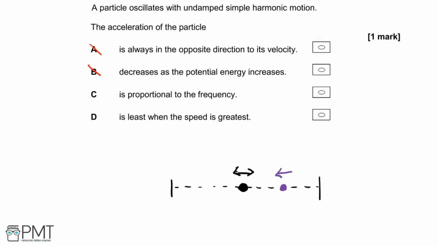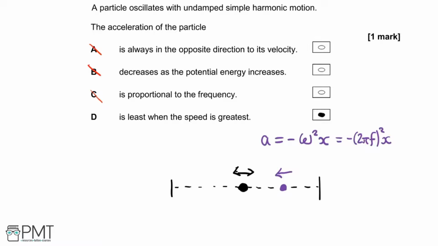C, the acceleration of the particle is proportional to the frequency. Well, if we write down an equation that relates the acceleration to the frequency, now what I've included here is the angular frequency, which actually is proportional to the normal frequency, but let's substitute that in anyway. And as you can see there, the acceleration is proportional to the frequency squared. So actually there is no proportionality between acceleration and frequency. Now that would tell us that D is correct.